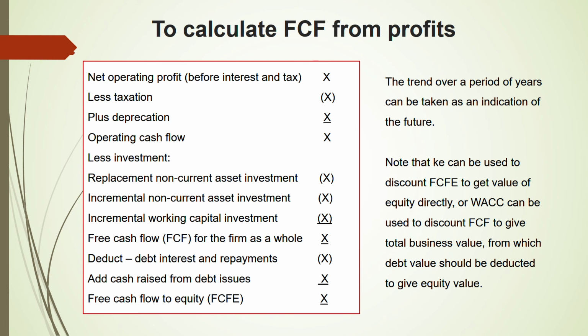But if you are using free cash flow to firm, then you discount using WACC and then deduct debt value and find the equity value. So there are two methods. And sometimes, how do you know free cash flow to firm or free cash flow to equity? It is simple. See in your scenario, did they give you WACC?